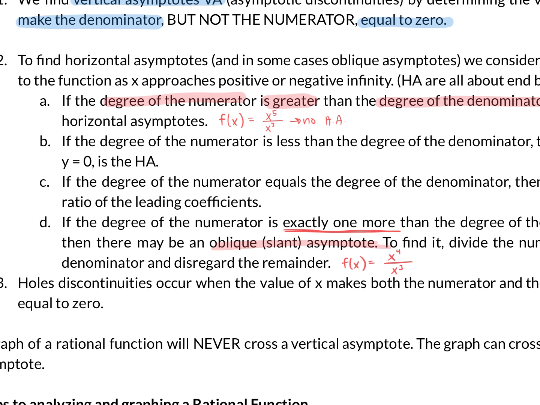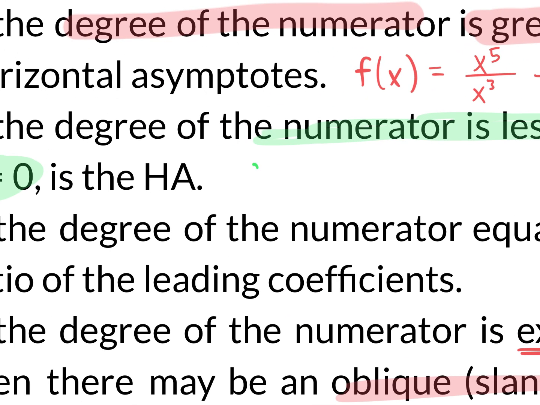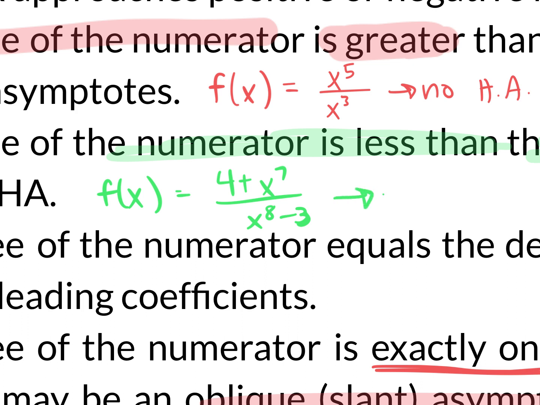Okay, other ones. Letter B, if the degree of the numerator is less than the degree of the denominator, then your horizontal asymptote is y equals 0. So if I had something as such, f of x equals, let's do 4 plus x to the 7th divided by x to the 8th minus 3. Okay, the highest degree in the numerator is 7, highest degree in the denominator is 8, so it is less than, which would mean my horizontal asymptote is y equals 0.